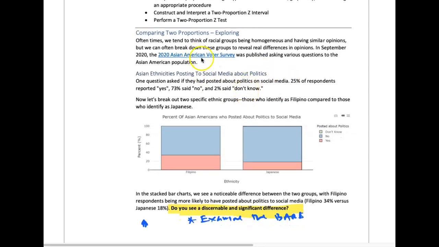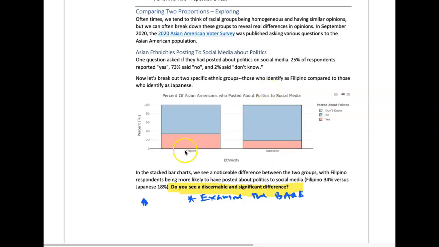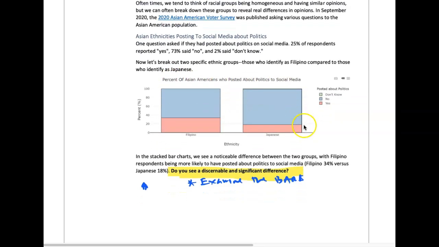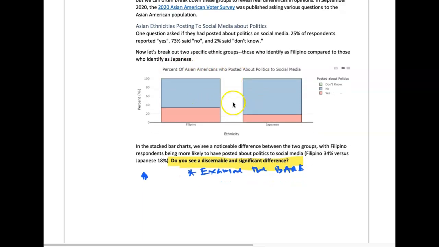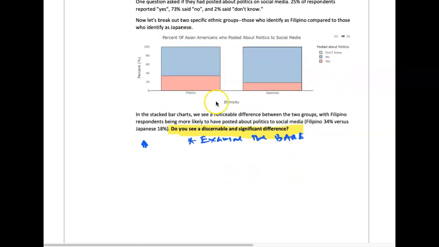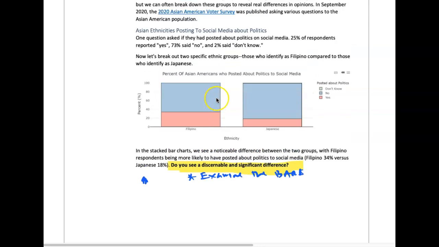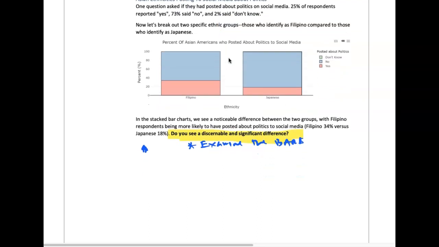Here are some survey data, Asian American voter survey data, and they were asked a question, right? Filipinos and Japanese. And you can see in the graph here, percent of Asian Americans who posted about politics on social media. And you can compare. The blue is no, the pink is yes, and don't know is not accounted for. But you could compare and contrast them. And that's what we're essentially doing when we're going to do our hypothesis test or test for difference or looking at a confidence interval, right?